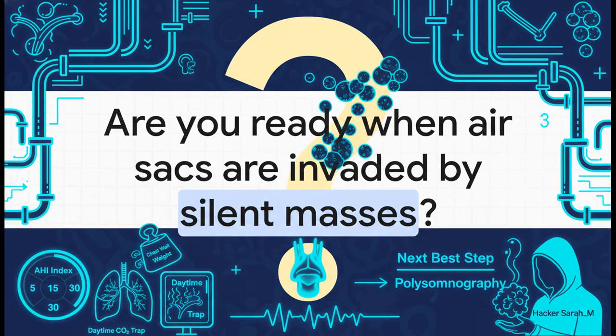So, you've got this. The nocturnal shunts are secured, you know exactly how to manage those collapsing pipes. But what happens when the problem isn't mechanical, but cellular? Are you ready for when the refinery's air sacs are invaded by silent masses? Well, that's a question for our next explainer.